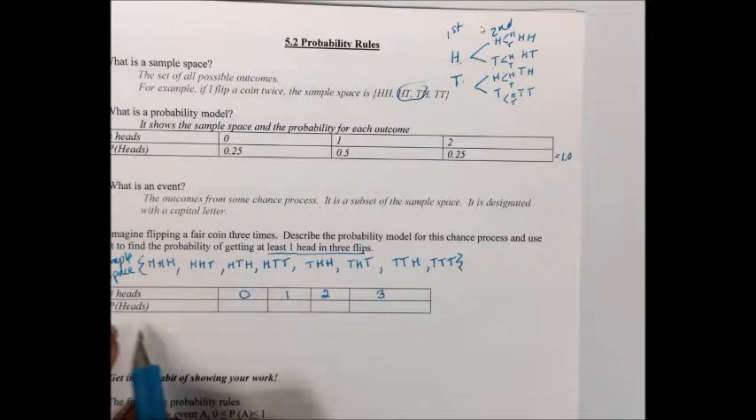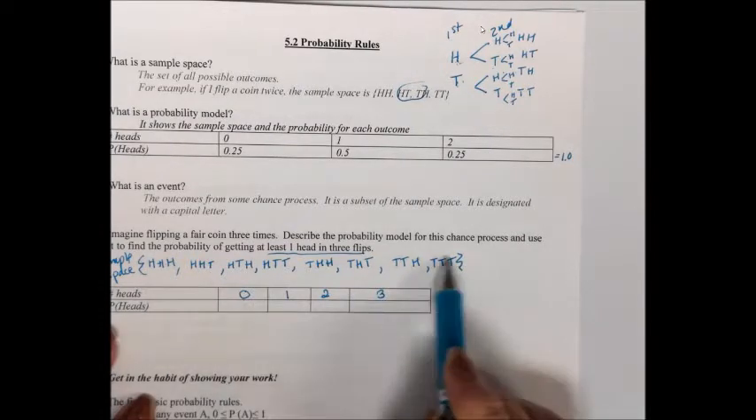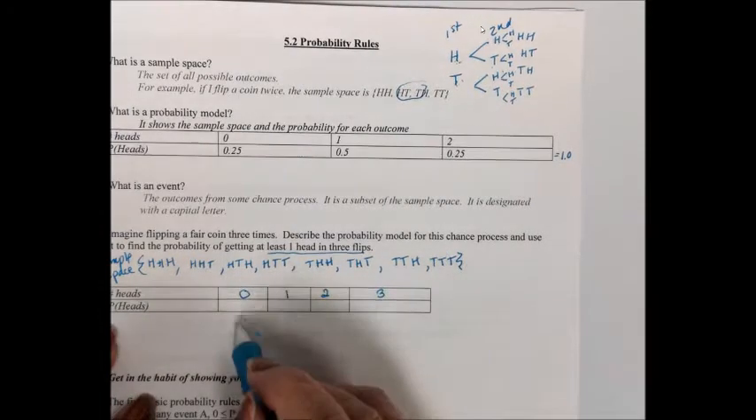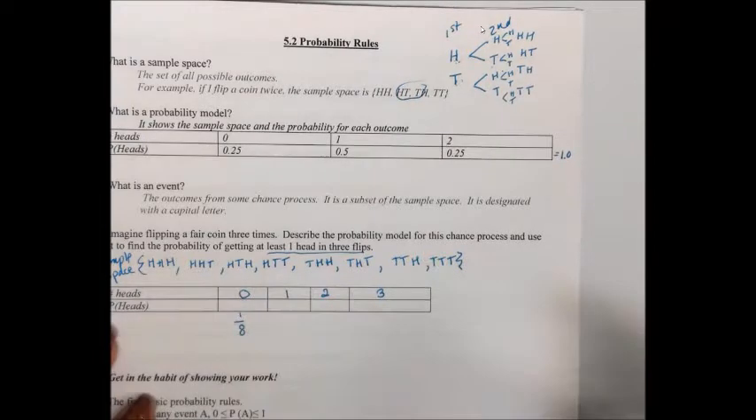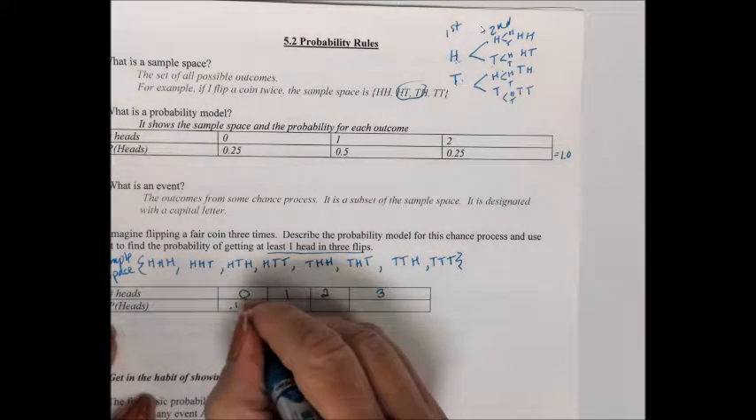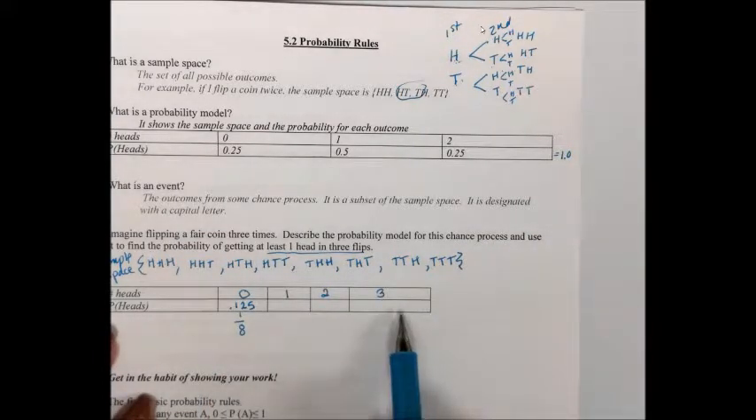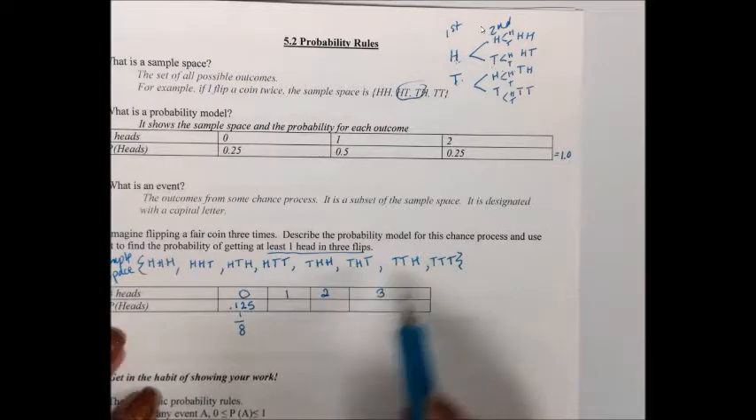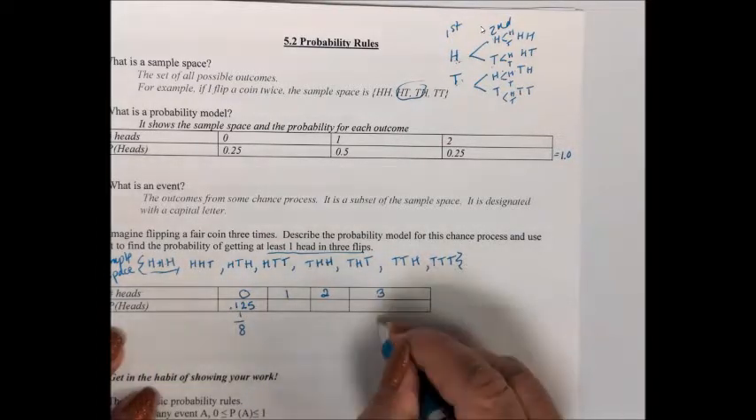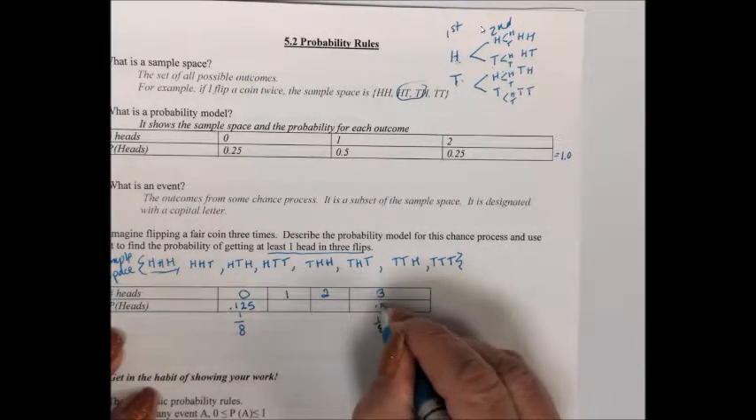So the probability of getting 0 heads is only this one. You can answer as a fraction or a decimal. So I could put 1 out of 8, or if I divided that, that would be 0.125. And then up here would be the same thing. 3 heads only occurs this one way, so 1 out of 8, or 0.125.